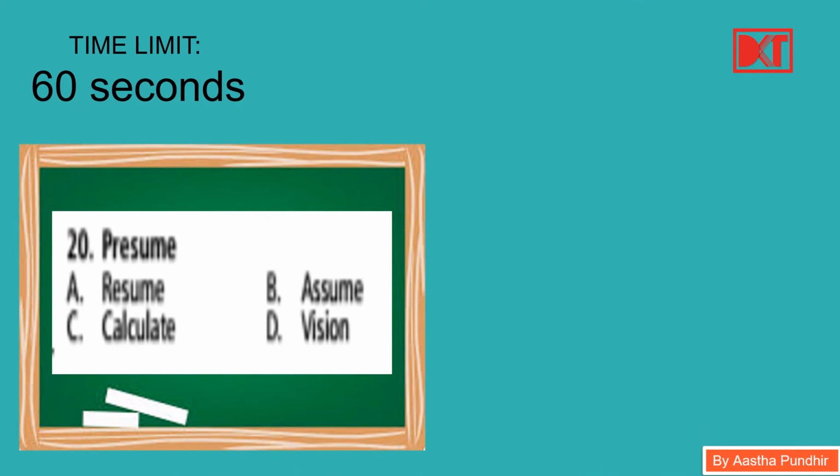Next word is presume, and the options are A, resume, B, assume, C, calculate, D, vision. Now here the correct answer is assume. Assume and presume mean when you make an assumption about something, when you think of something to be true, which may or may not actually be true, but you make an assumption about something being true. Alright. Now the other words, resume means going back to something.